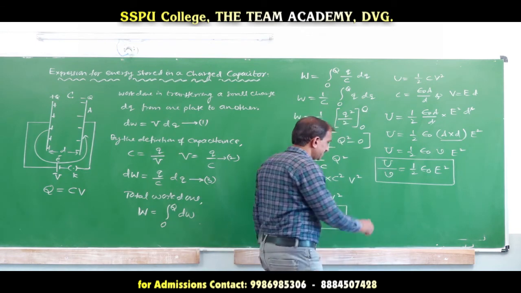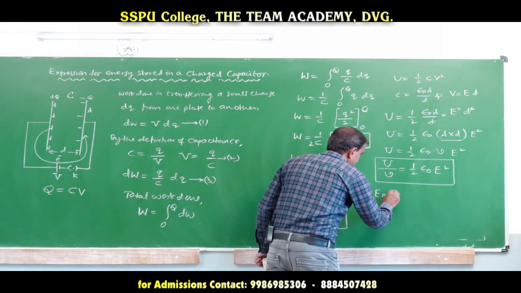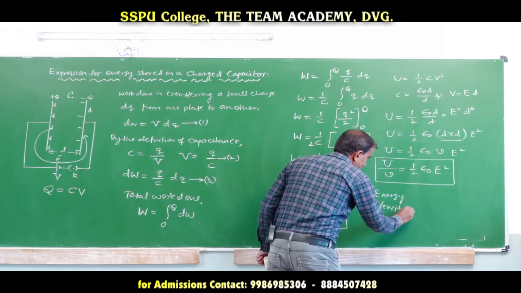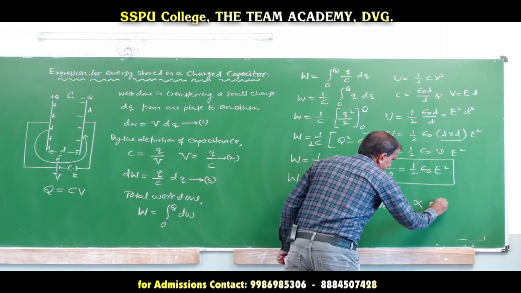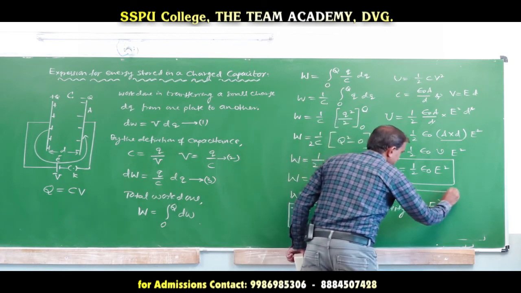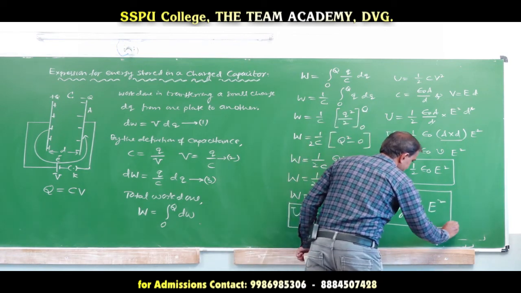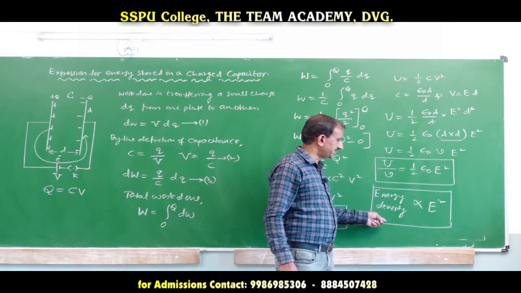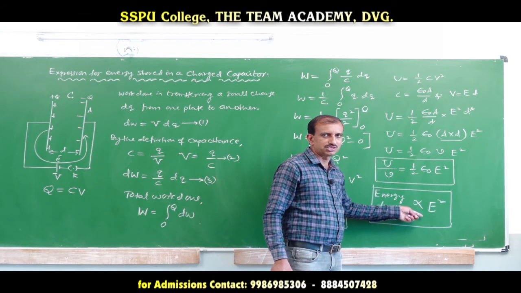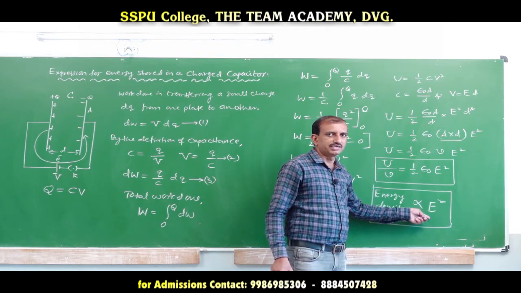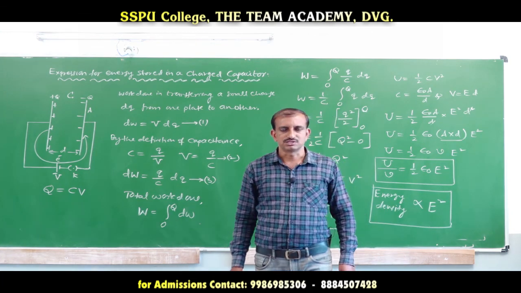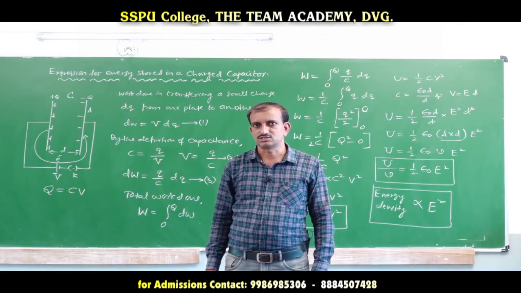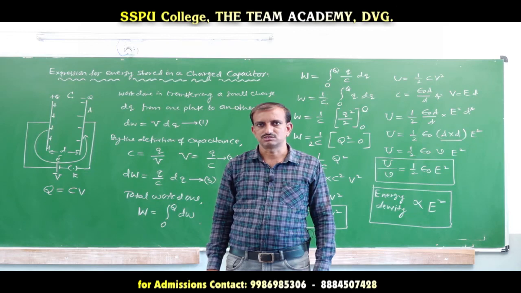This energy density is directly proportional to E square. So the energy density of a capacitor is given by half epsilon naught into E square. The energy density is directly proportional to the square of the electric intensity. With this I will end the topic of capacitance, and let us discuss the important questions on capacitance.